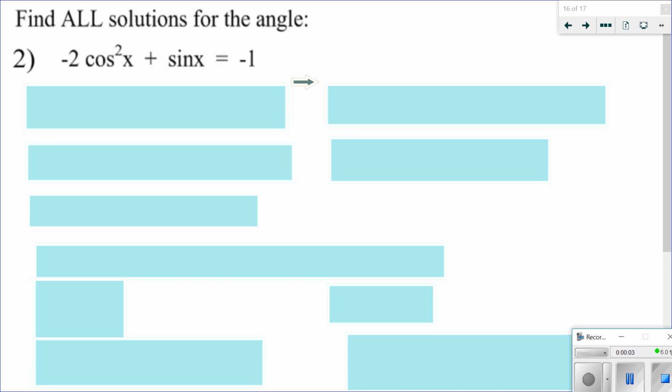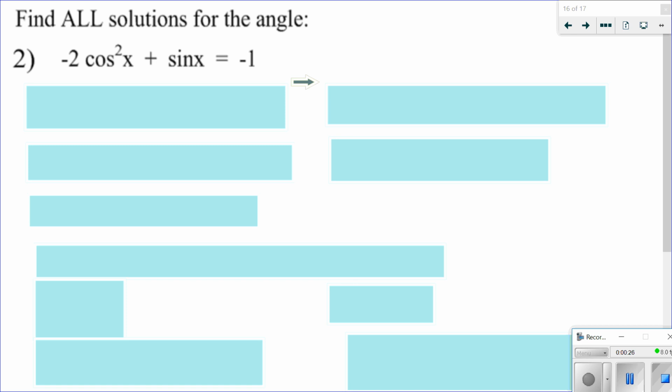Okay, this is still section 5.1, finishing up our notes here. Now my directions say find all solutions. So on the last example, we were just finding it one time around the circle. Now we're finding it if I go around a whole bunch of times in both directions. Okay, -2 cosine squared x plus sine x is equal to -1.